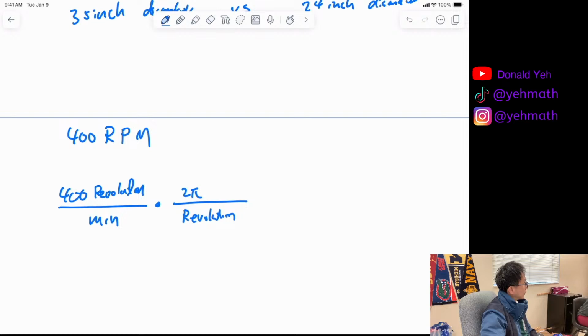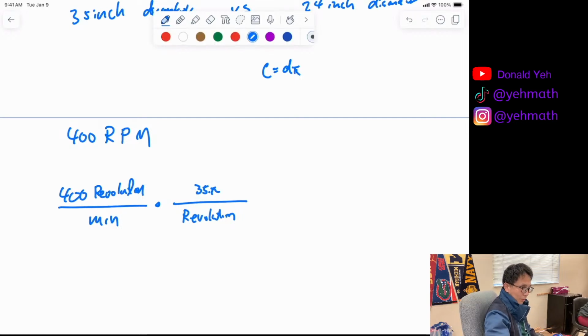What is r? 35 inches. Oh, sorry. Yeah, that's the diameter, so my bad. So it'll be 35 pi, because diameter times pi is a circumference, right? So C is equal to d pi. Is that okay? And we have a diameter, so it's 35 pi. What unit is that?